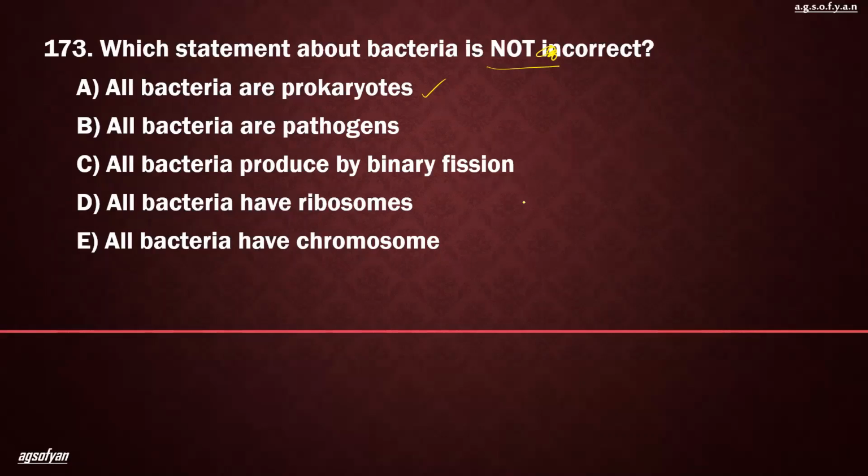No, but I believe it was reworded differently compared to the quiz and what you have here. Yeah. So which statement about bacteria is not correct? B. Okay, because there are so many bacteria that are actually beneficial for us. Not all of them are pathogenic. Of course, all of them are prokaryotes, all of them reproduce by binary fission, all of them have ribosomes, all of them have chromosomes, right? The one that is not correct is that not all of them are pathogens.